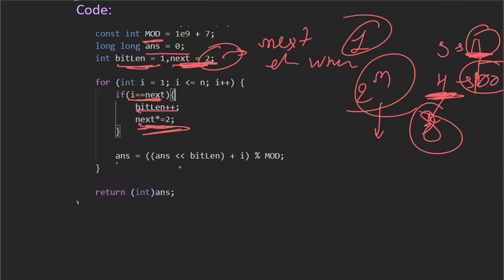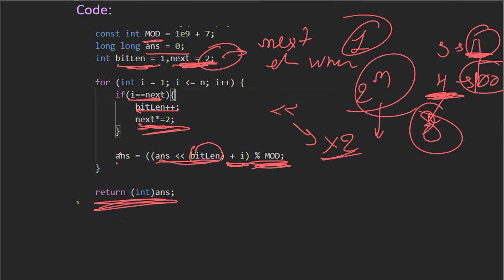Then we shift our answer by the bit length, and as you already know, left shift means multiply by 2. So whatever answer we have, we multiply that answer by 2, bit length times, right? Then add our current number, do the modulo operation, and at the end we return our answer. So I hope I am able to explain the whole approach properly.